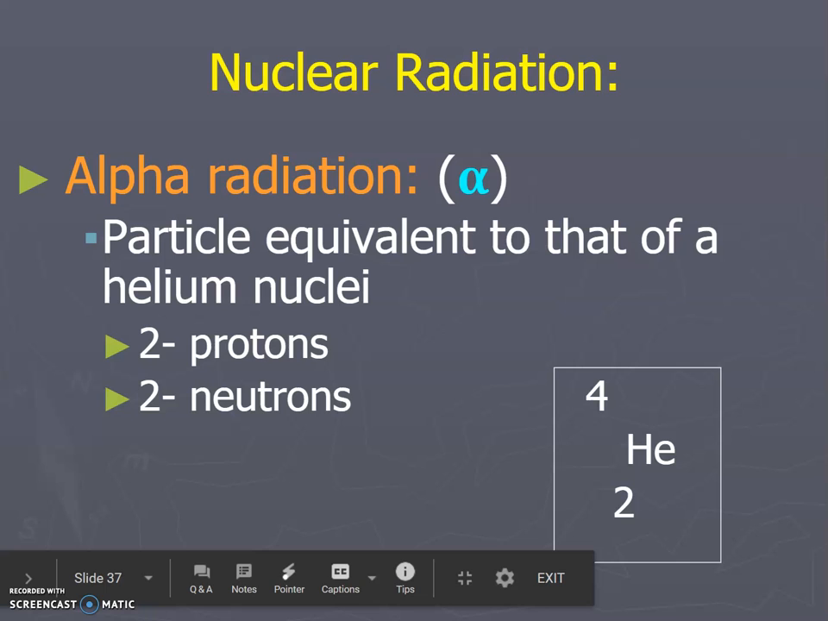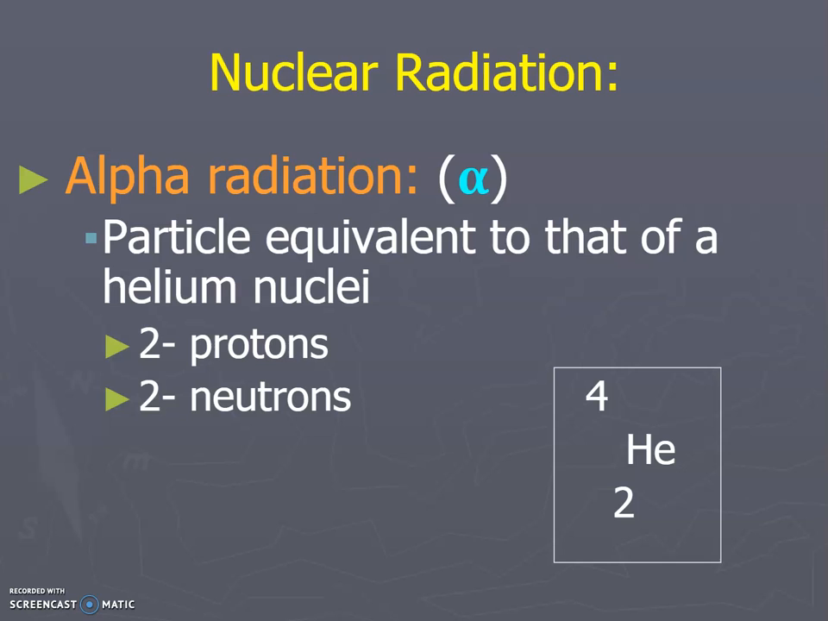All right, so alpha radiation is what we saw Ernest Rutherford using in his experiments with that gold foil. It's a particle that's literally equivalent to a helium atom. So you can see it written like so, He with the 4 and the 2, or you can see it, if you want to be fancy, written with the alpha particle. And this is the lowercase Greek letter alpha.